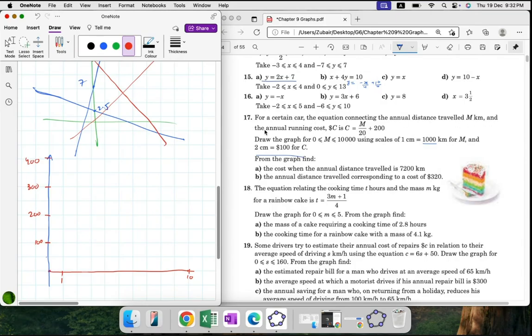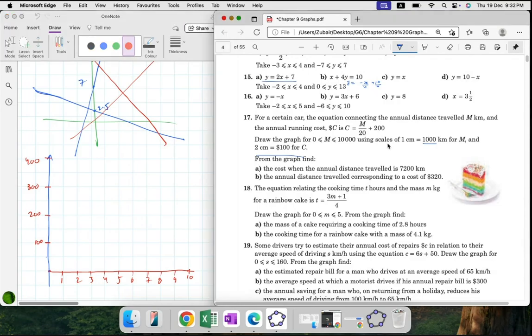So m kilometers and the annual running cost. We just substitute and get the values. Let's say this is 2, 3, 4, 5, 6, 7, 8, 9. I can see that this is linear. Gradient is 1 by 20. I'm using 10,000. So 10,000 divided by 20 plus 200 gives me a cost of 700.